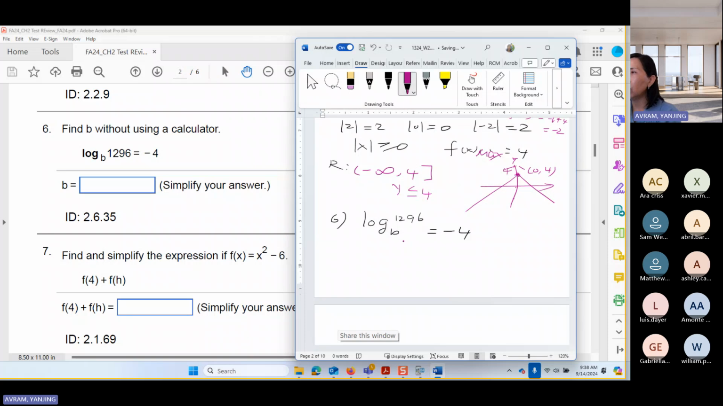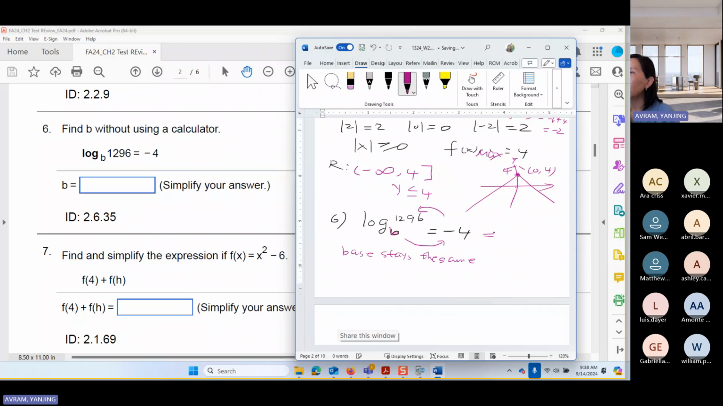I usually tell people to just draw a circle, kind of like a circle that way. Start from the base. The base stays the same. What does that mean? That means this b is the base in a logarithm.